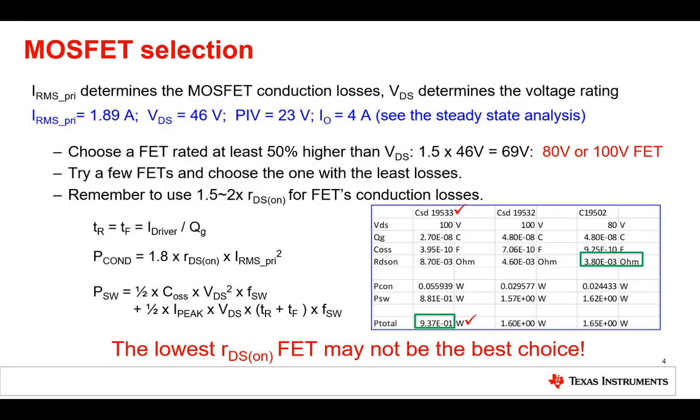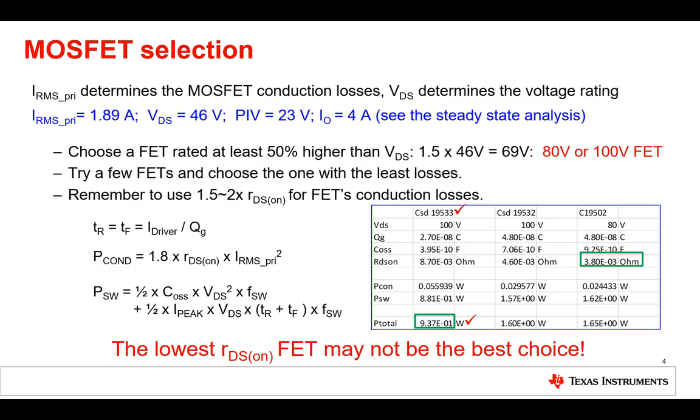To have enough margin, I recommend choosing a MOSFET that has more than 1.5 times the voltage rating of the calculated VDS. Select some FETs that seem to fit the voltage and current rating and calculate the conducting and switching losses based on the datasheet parameters and these formulas.